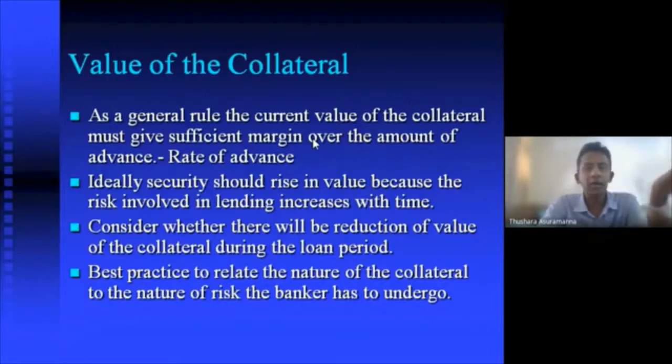Some banks would come in a different way. Rather than taking 70%, they will take wholesale value divided by loan amount. It's 1 point something. It should be 1.25 or more. That's what they say. Either way is correct. It basically depends on how you interpret.